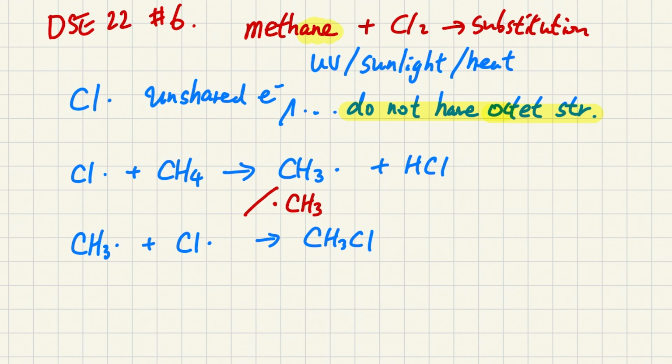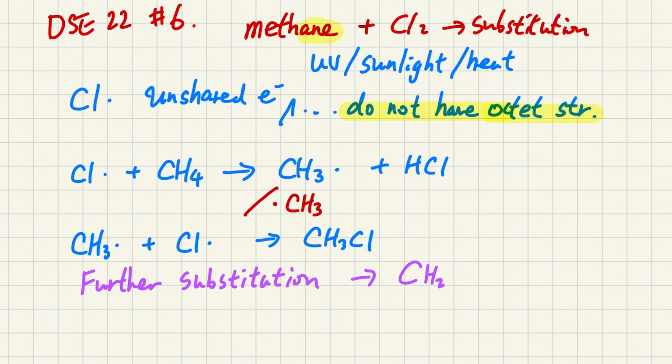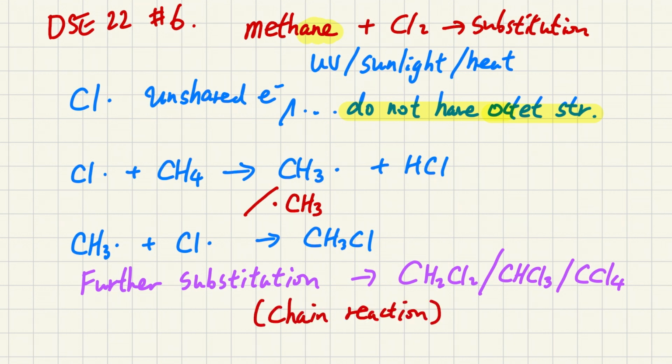In part D, explain why the chloromethane is not the only product. So here you can see, because there will be further substitution to form dichloromethane, trichloromethane, or even tetrachloromethane. The multi-stage reaction is what we call chain reaction to form different organic products through substitution.